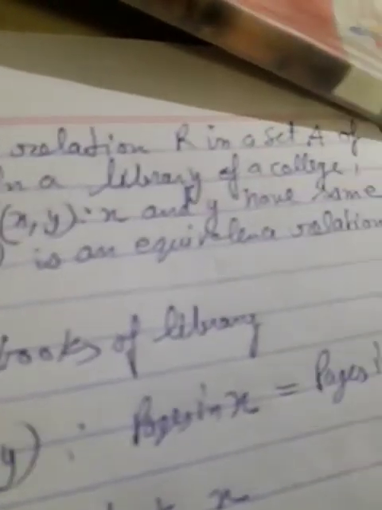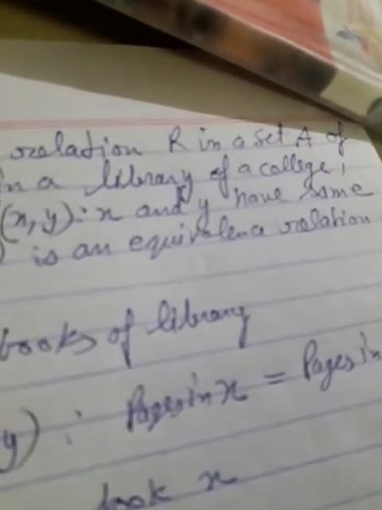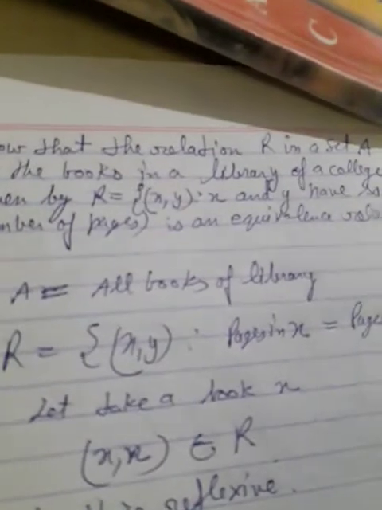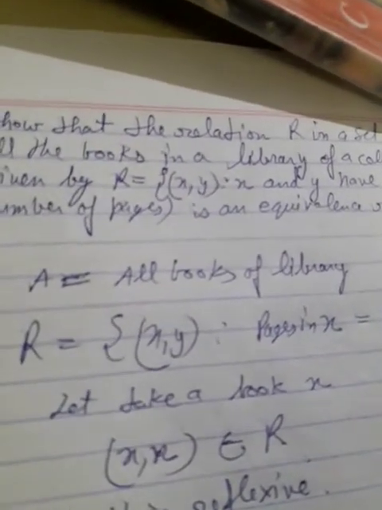Now there is a relation R given such that (x, y), where x and y are any books from that set A, such that x and y have the same number of pages. Now we have to find whether this relation is an equivalence relation or not. So what is given? A set of all books of the library of a college and a relation R such that the number of pages in x equals the number of pages in y.